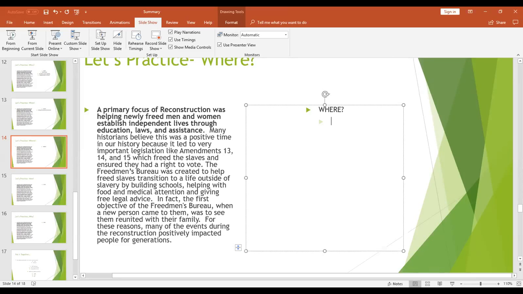Okay, so that's good. We could say slavery time. So based off of what we know about the article, was this before slavery, during slavery, or after slavery? Because that's pretty much what we're looking for.